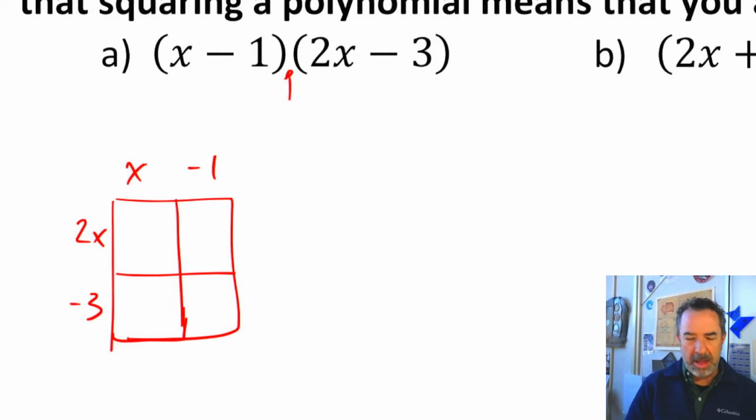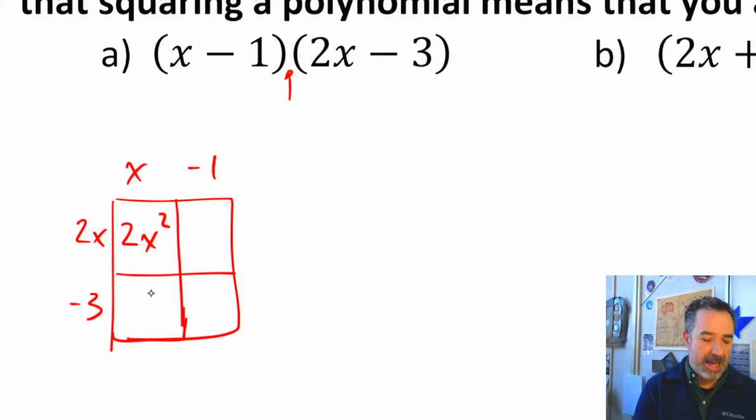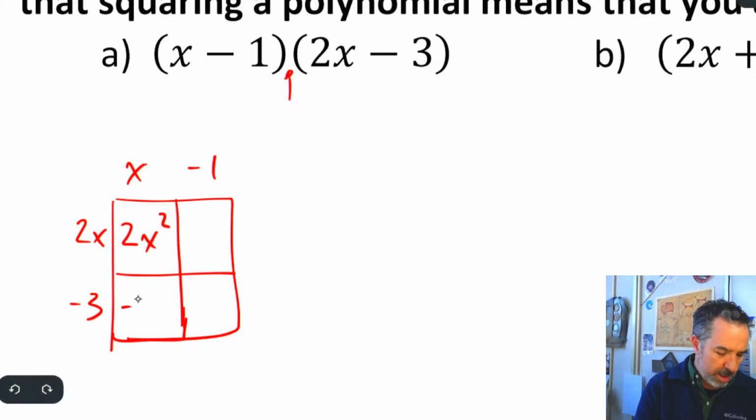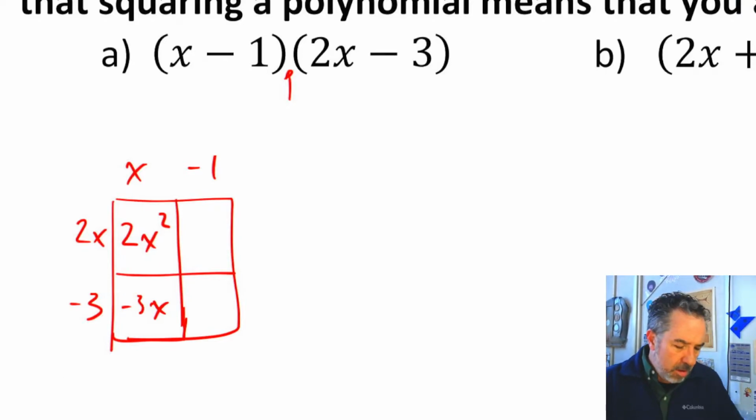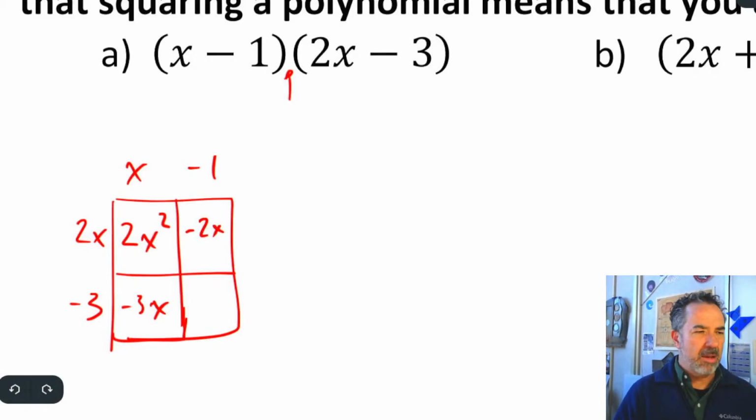In the upper left-hand corner there, 2x times x is 2xx, or 2x squared. Below that, I've got a -3 times an x, which would be -3x. In the upper right, I've got a -1 times 2x, which is -2x. And then below that, you can see I've got a -1 times a -3, and -1 times -3 is +3. So you can see these four pieces that are going to go together.